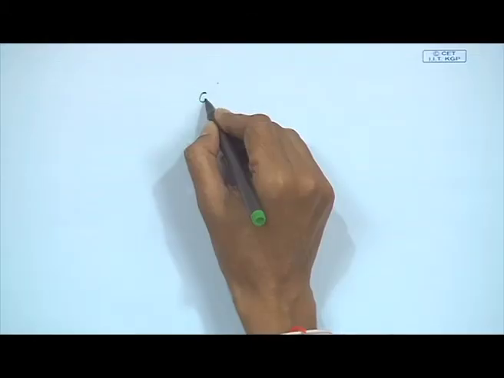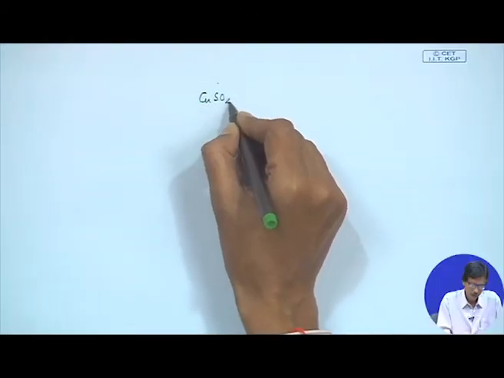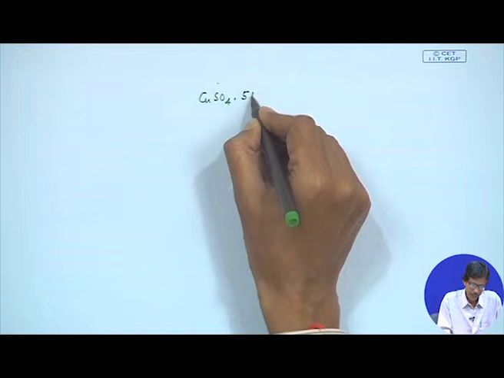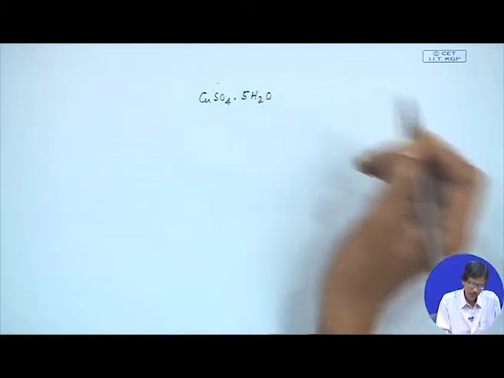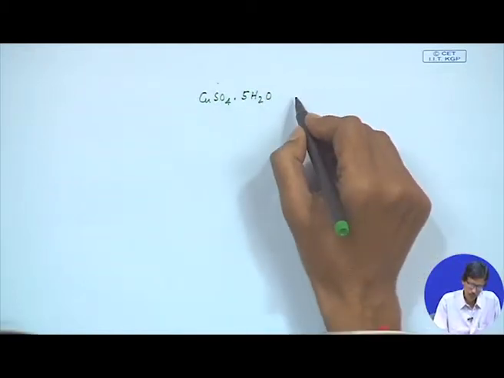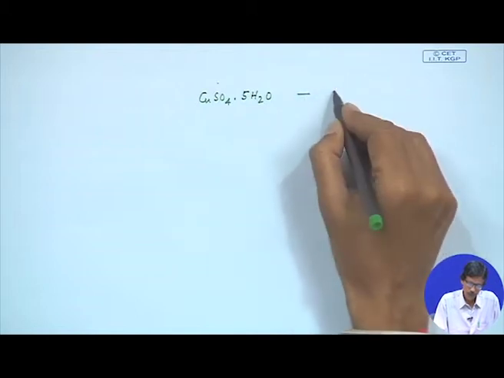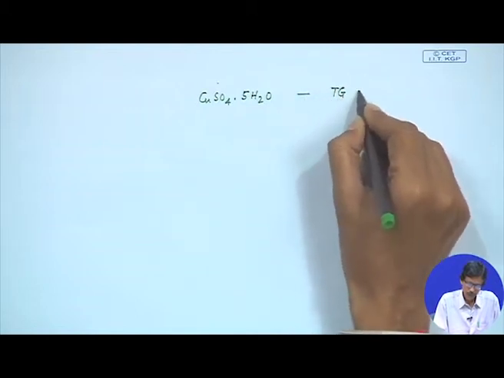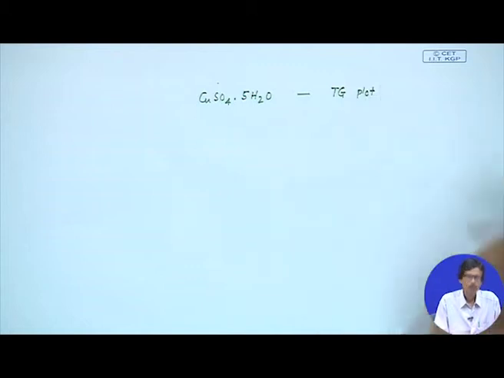Hello, welcome back to this class where we are discussing the thermal degradation of a very simple salt, what we know and use from our school days, which is copper sulphate pentahydrate, and we want to see the corresponding DTG plot.